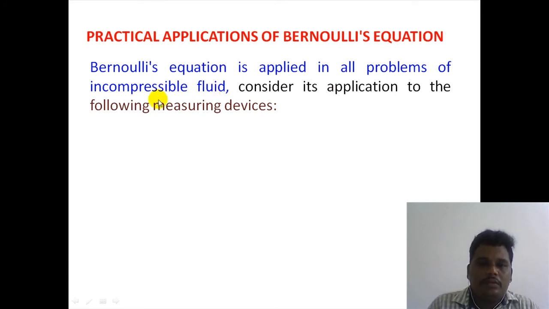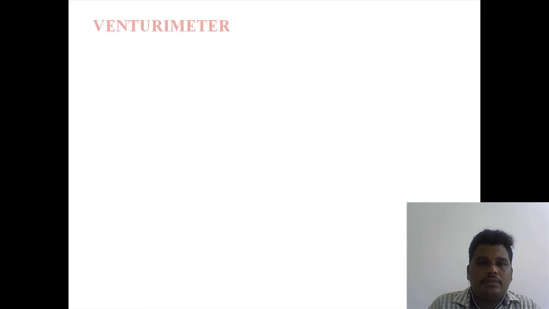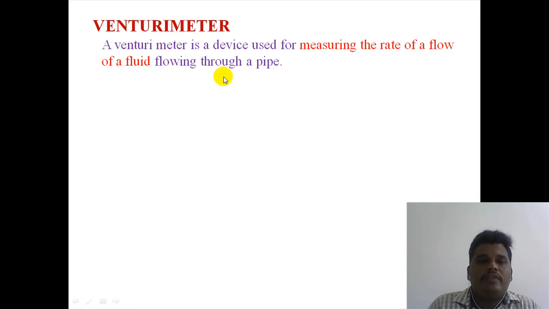What are the applications, sir? Venturimeter, orifice meter. First, the venturimeter. A venturimeter is a device used to measure the rate of flow of a fluid flowing through pipes.